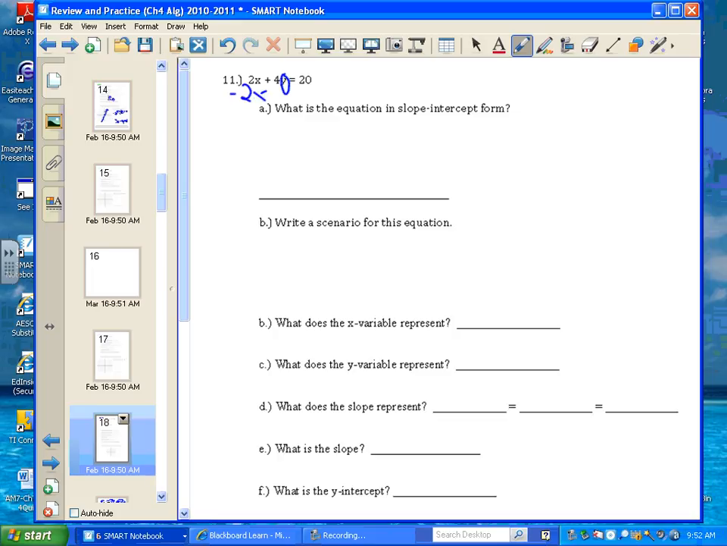Good job. Step 1 is subtract 2x on both sides. So we have 4y equals -2x plus 20. So subtract 2x from both sides. I'm going to make sure that I keep circling the y.